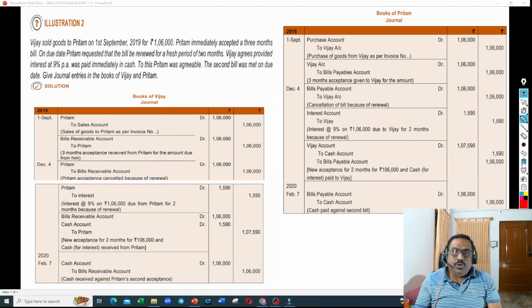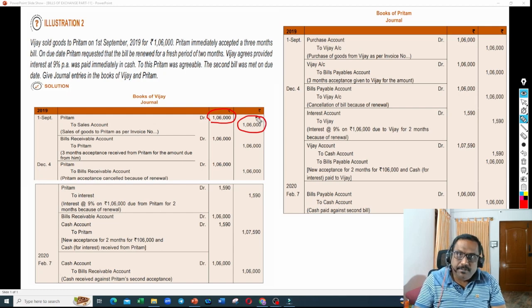So, goods sold. Vijay sold goods to Pritham. So, Pritham account debit, sales account credit. Purchased. Pritham purchased goods. Purchase account debit and Vijay account credit. Very simple entry. I don't need to explain this too much.